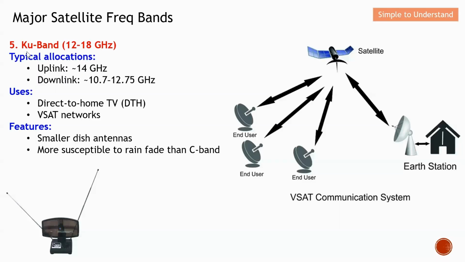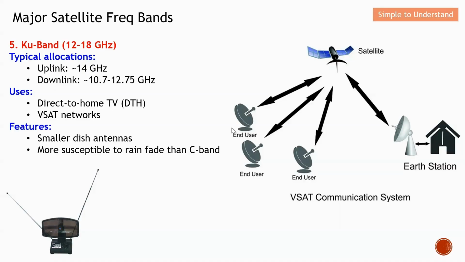Next will be Ku band, K under band. The typical frequency is from 12 to 18 gigahertz. From here you can see that it has an uplink frequency around 14 gigahertz, while the downlink frequency is between 10.7 to 12.75 gigahertz. Coming to the use case, it is mainly for direct to home TV.